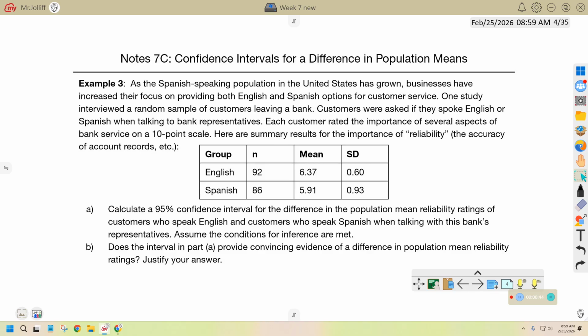Calculate a 95% confidence interval for the difference in the population mean reliability ratings of customers who speak English and customers who speak Spanish when talking with this bank's representatives. Assume the conditions for inference are met. Does the interval in part A provide convincing evidence of a difference in population mean reliability ratings? Justify your answer.